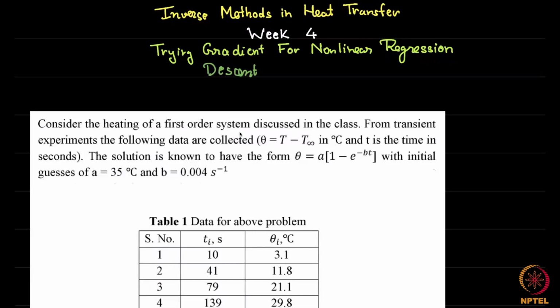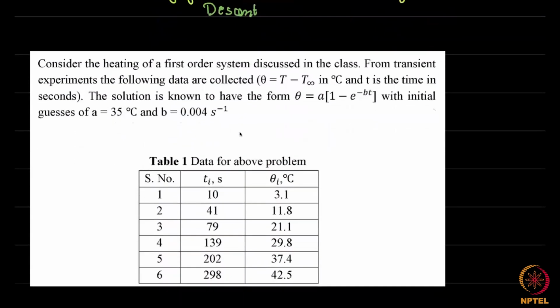So I'm going to introduce the data set here. We have a slightly modified data set from here within your assignments for this week. But let's just consider it and see whether we can figure out these constants A and B. As we discussed earlier on in this week, let's consider the heating of a first order system.